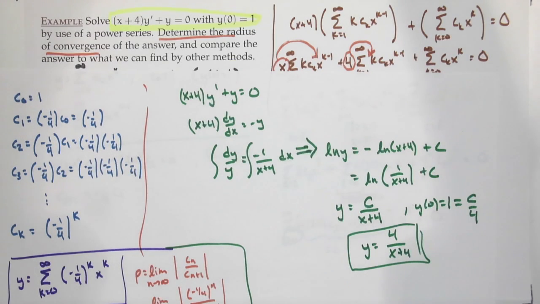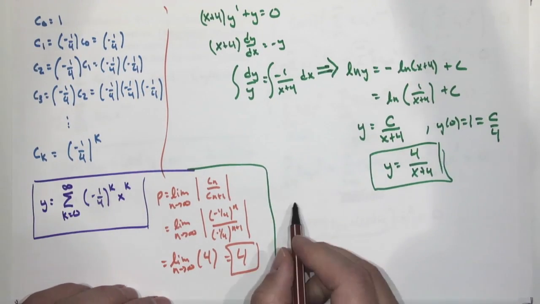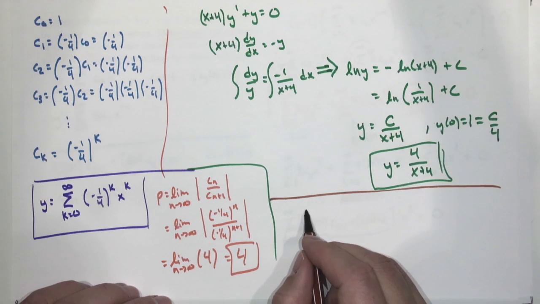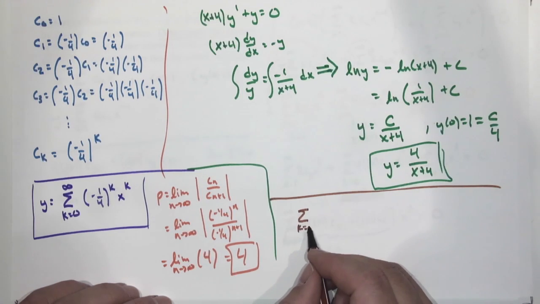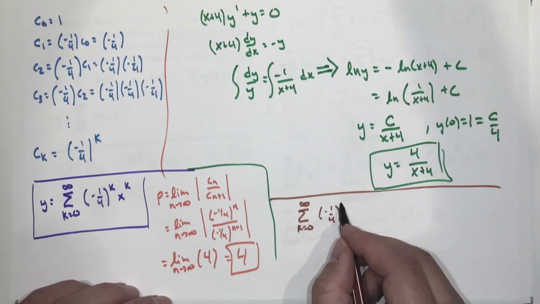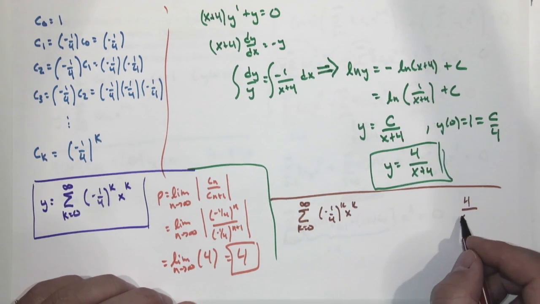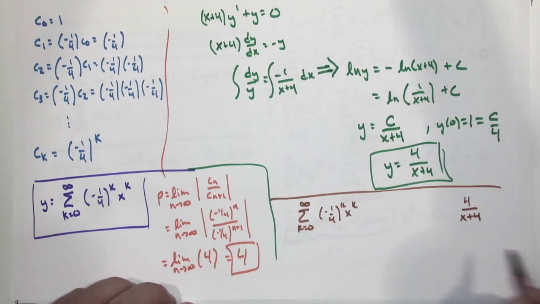But we want to compare. So we have two different answers right now. One answer is this sum, 0 to infinity, of minus 1/4 to the k, x to the k. And another answer is 4 over x plus 4. And the question is, are these the same? Probably.